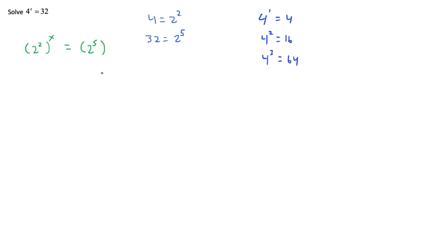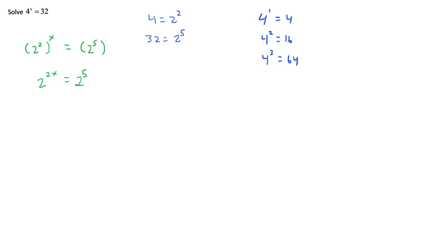Once we've rewritten the bases, we have to make sure we use the rules for exponents correctly. We want to multiply the exponents, so 2 to the 2x power equals 2 to the 5th power. Notice what happens here. Now we have an equation where both sides have the same base.